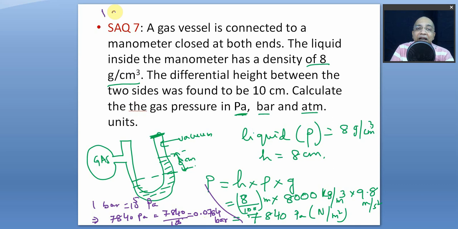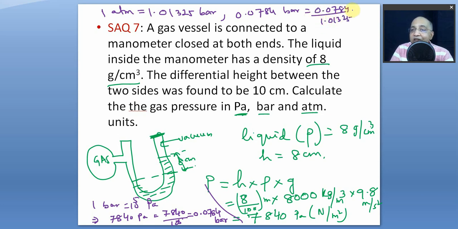1 atmosphere is equal to 1.01325 bar. So 0.0784 bar is equal to 0.0784 divided by 1.01325. So it is coming 0.07734 atmosphere. They are very close.